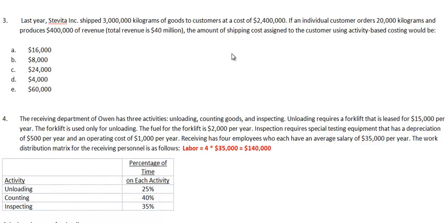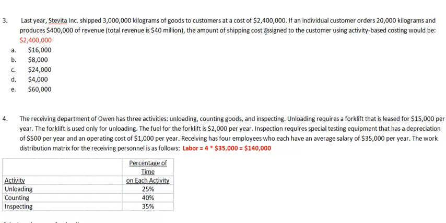Question number 3 is from Chapter 7, talking about activity-based costing. What they're wanting us to do is to figure out how much of the shipping cost needs to be assigned to this particular customer. The shipping cost is the $2.4 million, and so in order to allocate the overhead, the first thing you want to do is come up with an overhead rate.